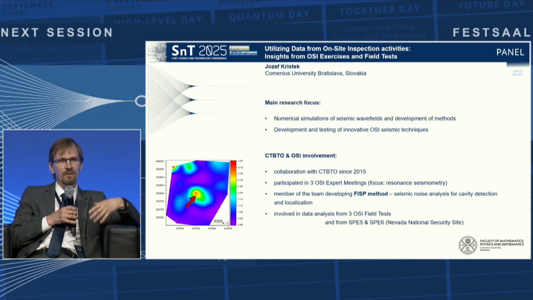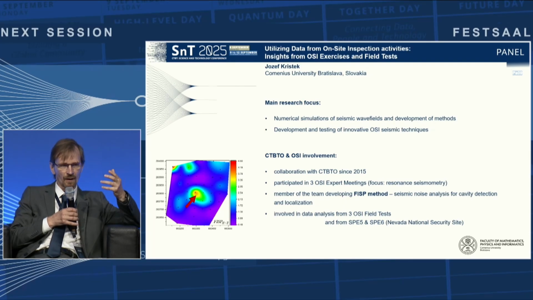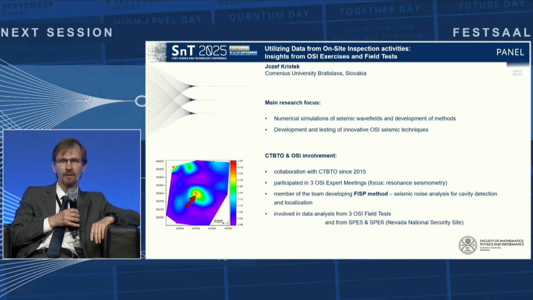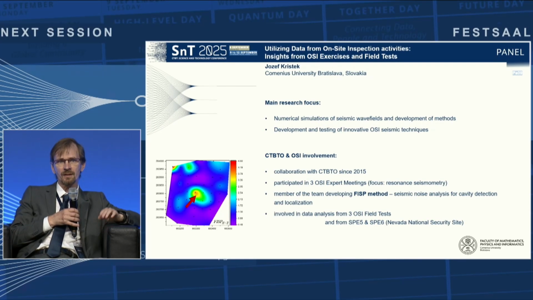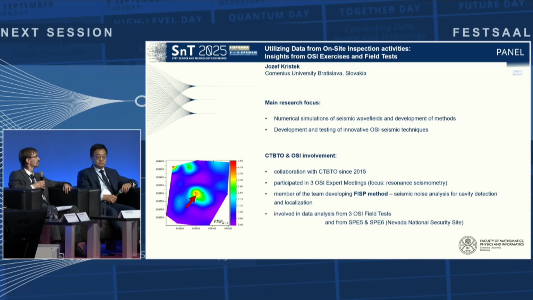Together with my colleagues, we process data from not only these 2 mentioned OSI fields, but also from the first one in 2019, and moreover, we also process data from source physics experiment 5 and 6 at the Nevada National Security Site in order to test and develop our methodology. So, thank you.